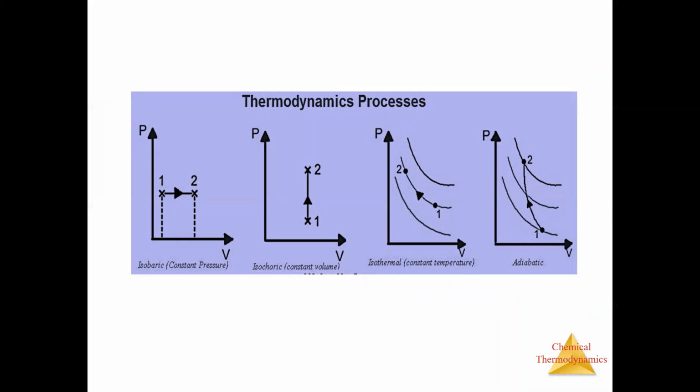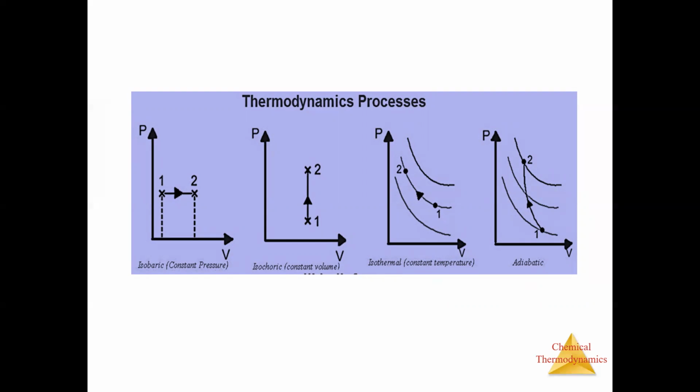Thermodynamic processes are classified into four different types depending upon pressure, temperature, and volume. A thermodynamic process is said to be an isobaric process when pressure is kept constant. At constant volume, it is an isochoric process. At constant temperature, it is isothermal. And where heat is constant, that is an adiabatic process.